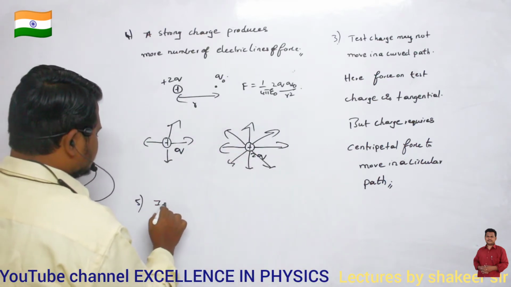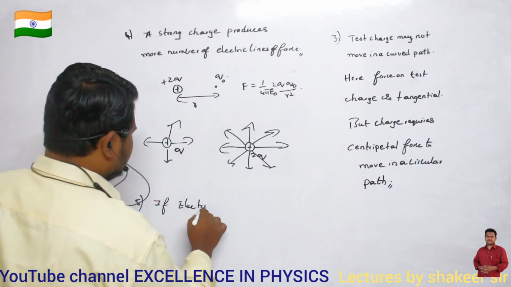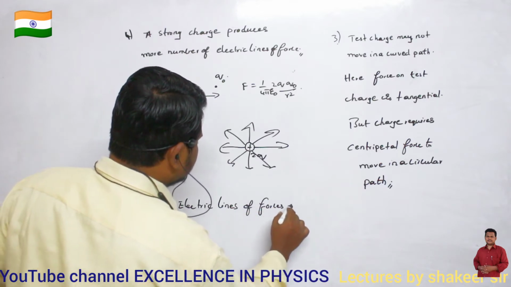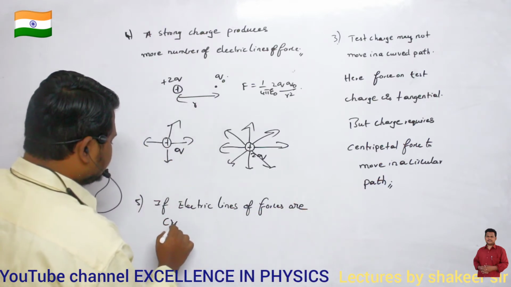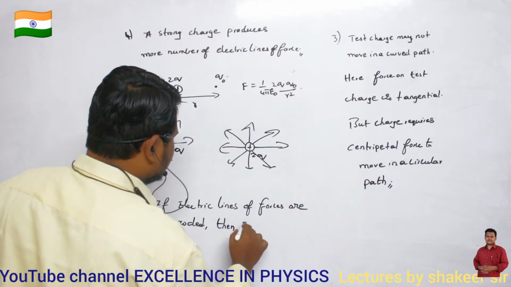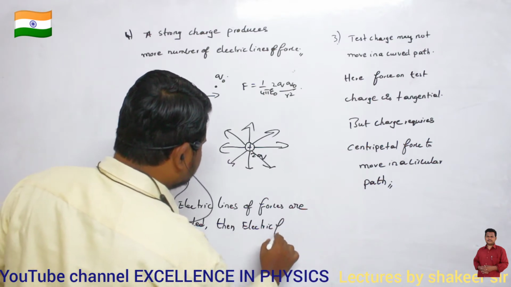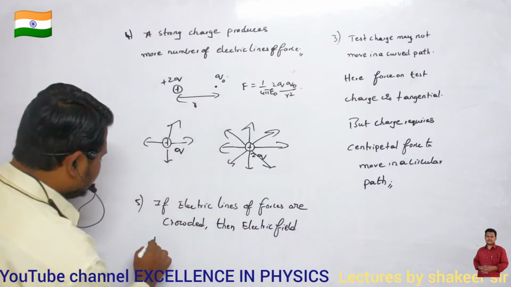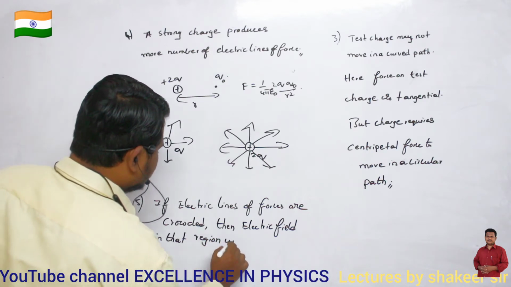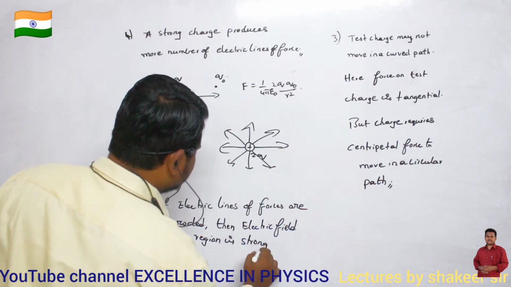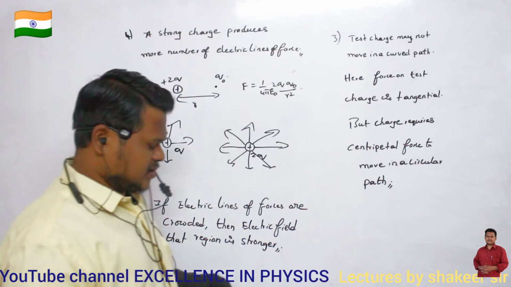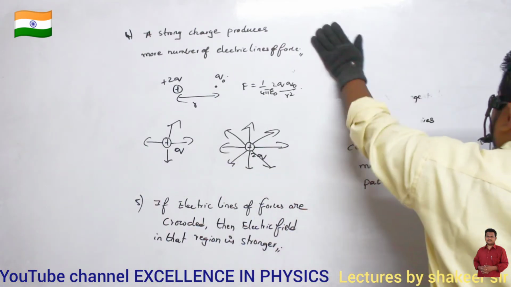So if electric lines of force are crowded, then the electric field in that region is stronger. Clear? So this is one more property of electric lines of force. Okay? So let us see what is the meaning of this one.